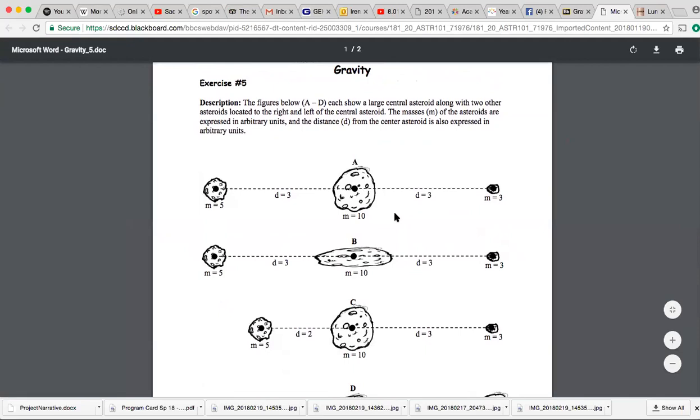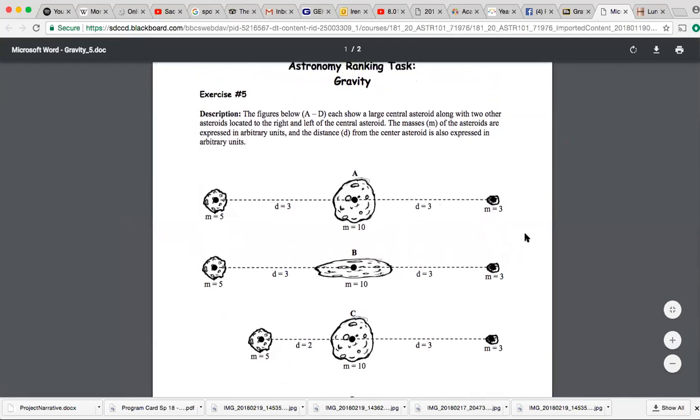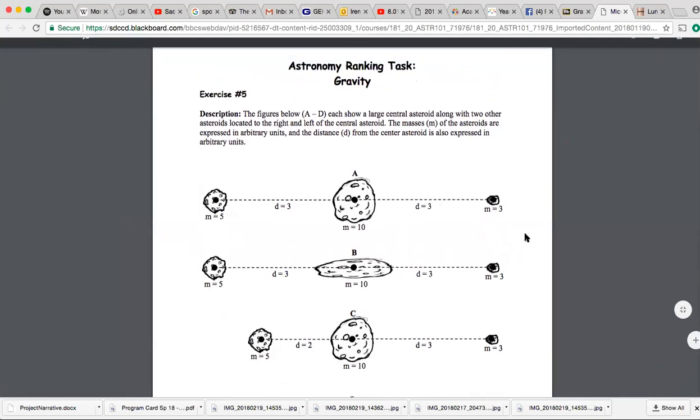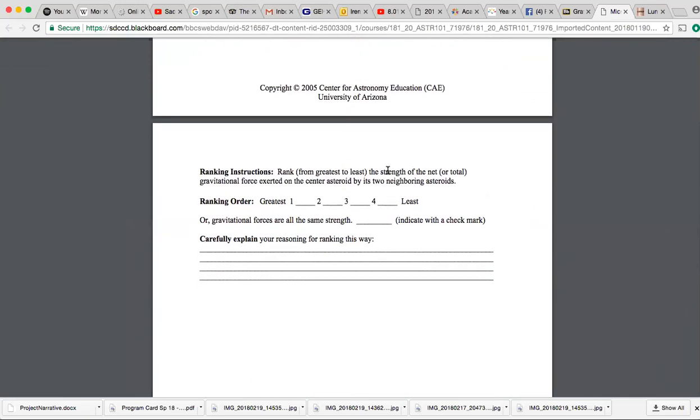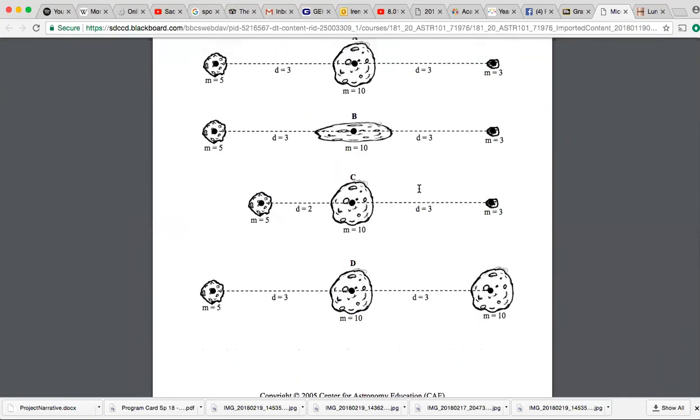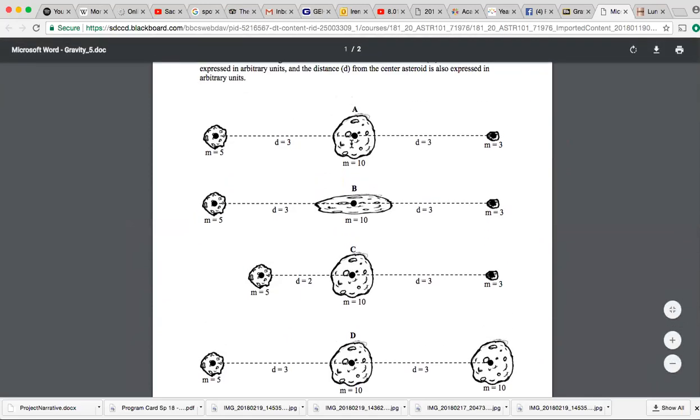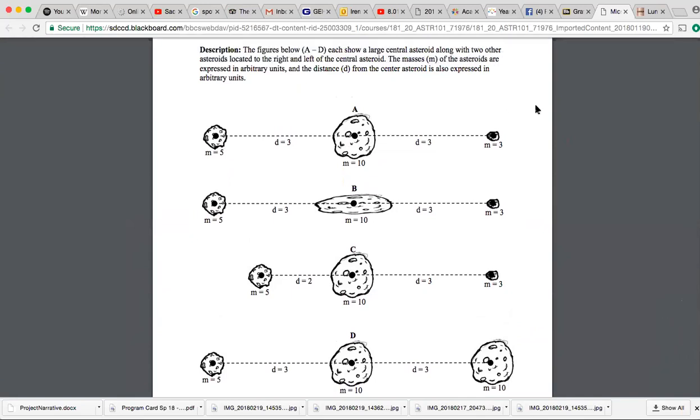Okay. What did you do here? You want me to answer it? Yeah, just tell me. So the question is basically what's the net force on the greatest middle asteroid, right? First of all, what does that mean, the net force? The total gravity acting upon it, I think.